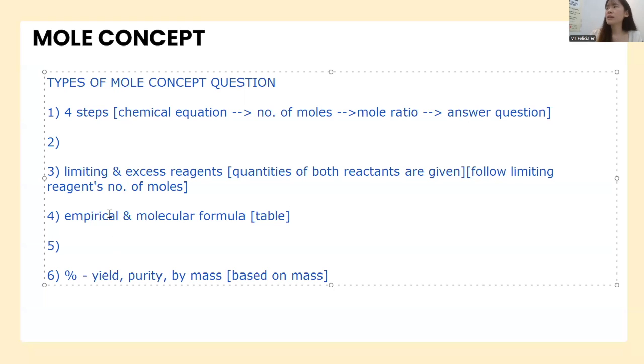Just to let you know, there's another question that also needs a similar table, not only empirical and molecular formula. There's one more, which is called the water of crystallization type of question. What's the water of crystallization type of question? It would be something like this: copper sulfate, CuSO4·XH2O. Have you seen such a question before? Like the dot XH2O. Once you see dot XH2O, that H2O is the water of crystallization.